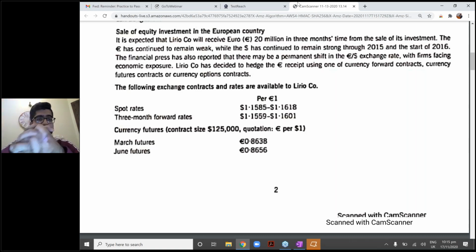Now the next says, it is expected that Lirio will receive euro 20 million in 3 months from the sale of its investment. The euro has continued to remain weak while the dollar has continued to remain strong through 2015 and 16. The financial press has also reported there may be a permanent shift in euro per dollar exchange rate with firms facing economic exposure. Lirio has decided to hedge the euro receipt using one of currency forward contracts, currency futures contract, or currency options contract. Now, this is very interesting.